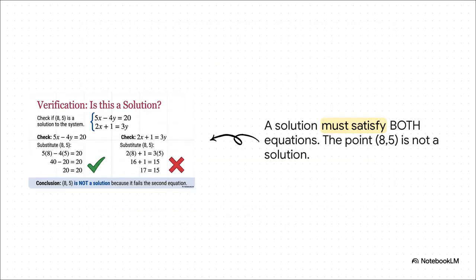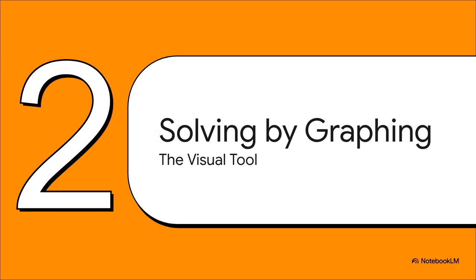And this leads us to the golden rule, the most important thing to remember. A solution has to work for every single equation in the system, no exceptions. So let's look at this example. We're testing the point (8, 5). We plug it into that first equation, and yeah, it works perfectly. We get 20 equals 20. Great. But when we plug it into the second equation, we get 17 equals 15. No, that's totally false. And because it failed just one of the tests, we know for sure (8, 5) is not the solution.